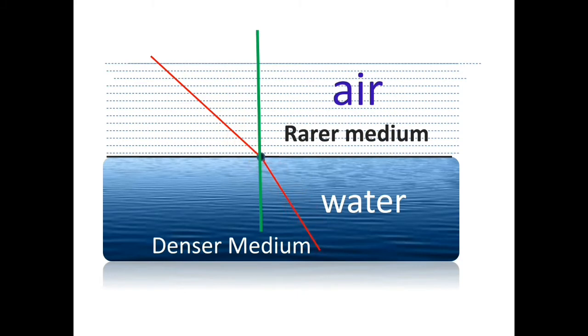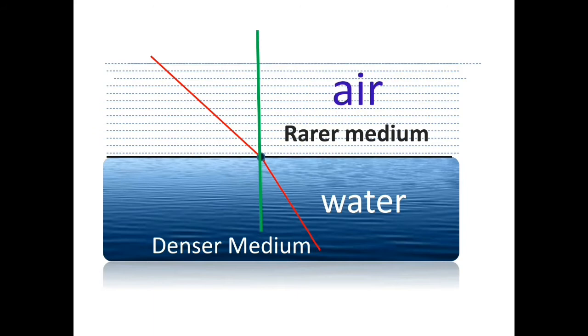What is happening here when a light ray travels from one medium to another medium? Its direction changes. Why does its direction change? It depends on the density of the medium. When a light ray travels from rarer medium to denser medium, it bends towards the normal. If a light ray travels from denser medium to rarer medium, it bends away from the normal. This phenomenon is known as refraction.